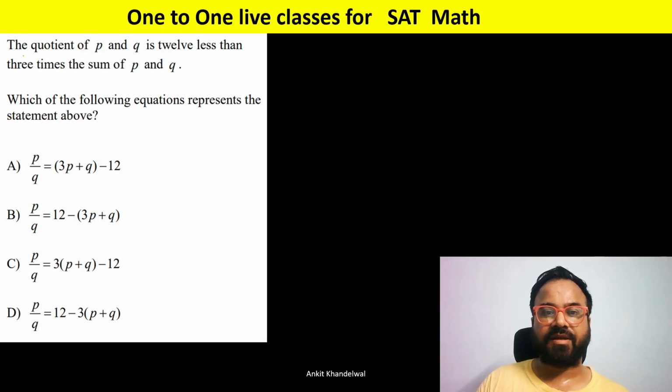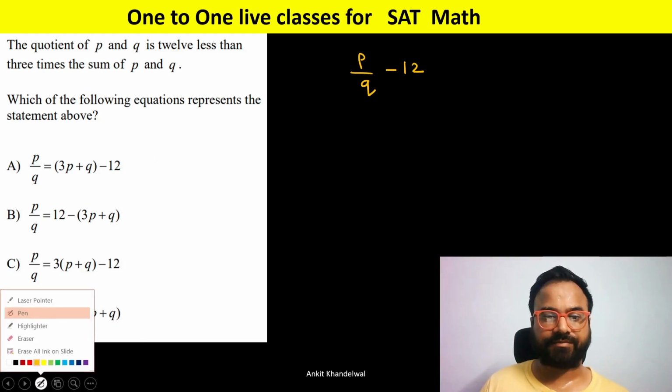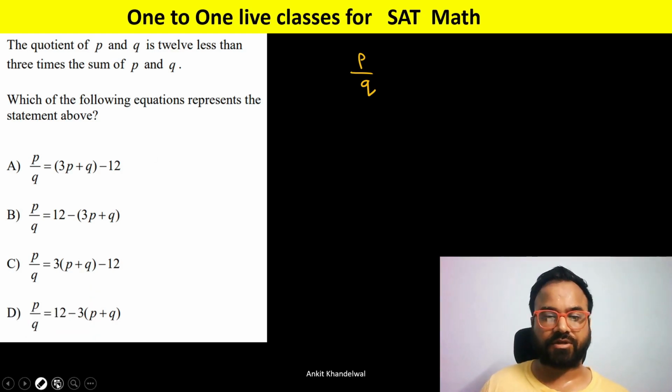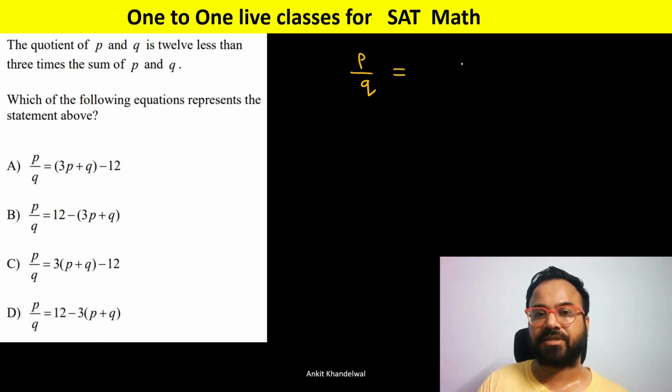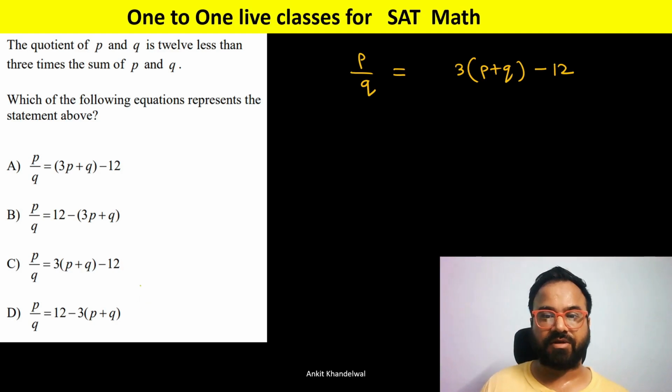Let's solve this. The quotient of p and q is 12 less than 3 times the sum of p and q. Which of the following equations represents the statement above? Quotient of p and q means p divided by q. It is 12 less than what? Than 3 times the sum of p and q. So 3 times the sum of p and q is this, and this is 12 less than that, so we are subtracting 12. So p upon q is equal to 3 times p plus q, minus 12, which is option C.